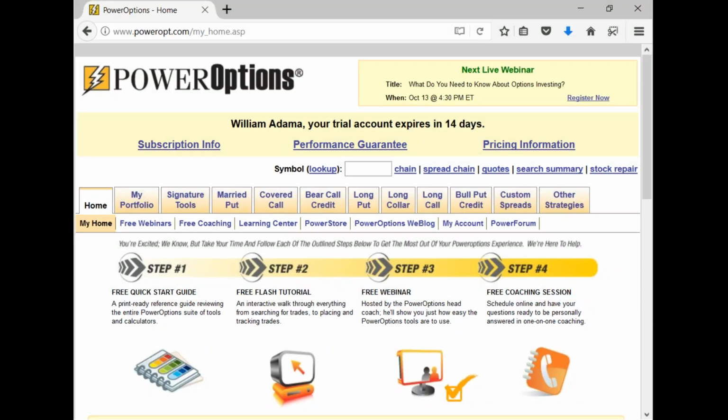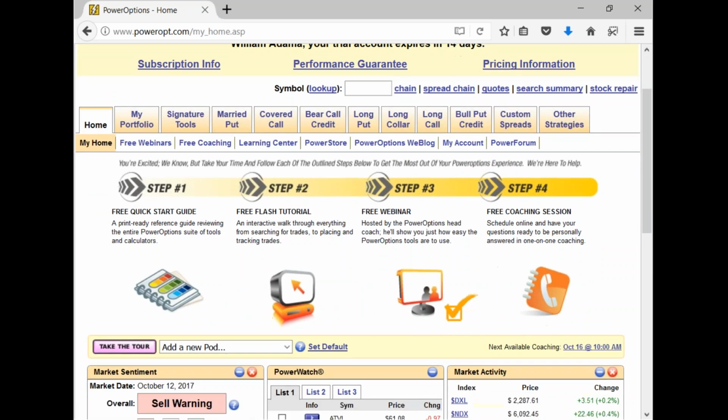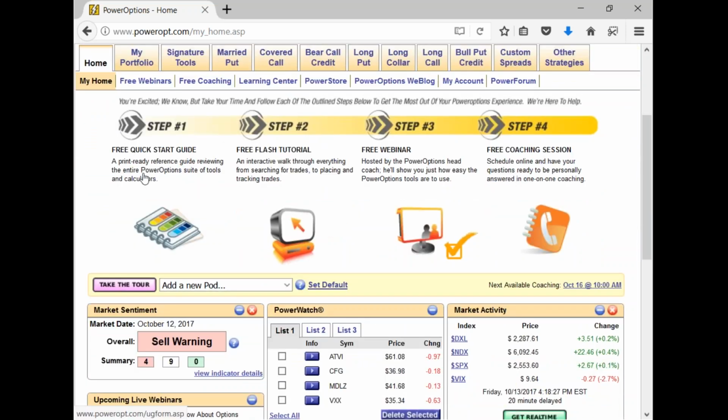All right, what we're looking at here, of course, is just the first shot, the screenshot of the home page of a free trial account. Those of you who are just getting started, I encourage you to make sure you take advantage of the 4 steps there. Take a look at the free quick start guide, the flash tutorials.